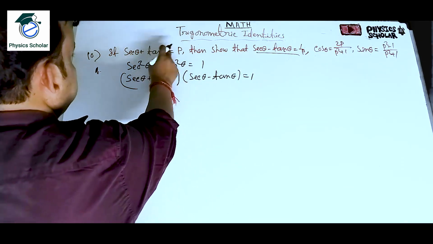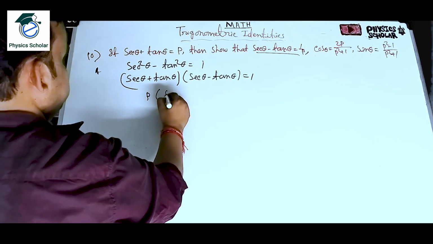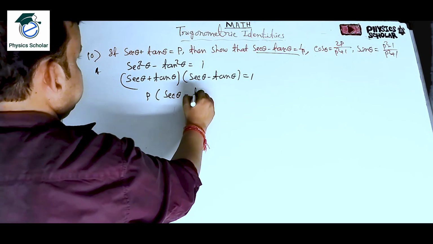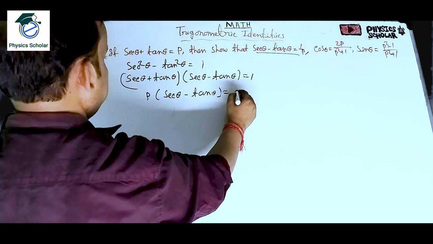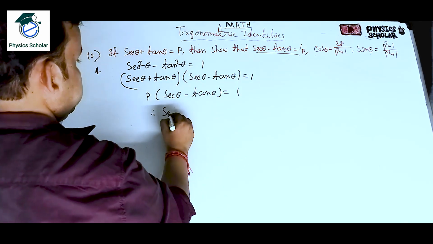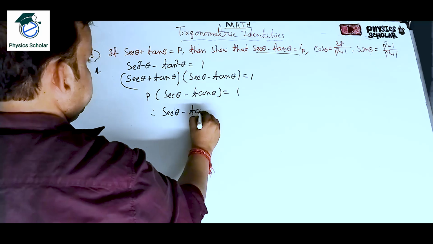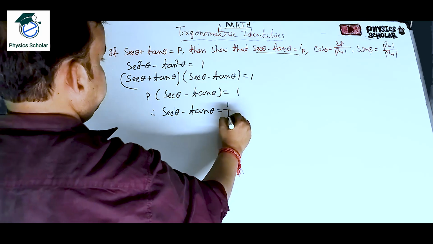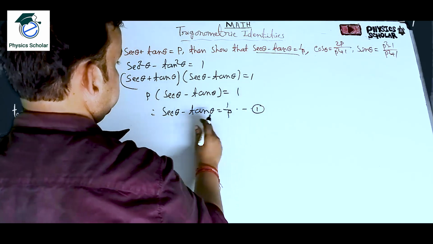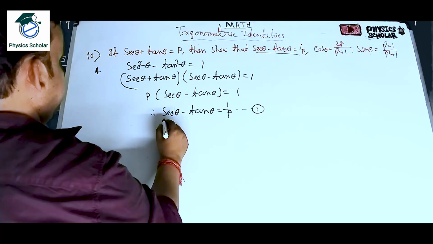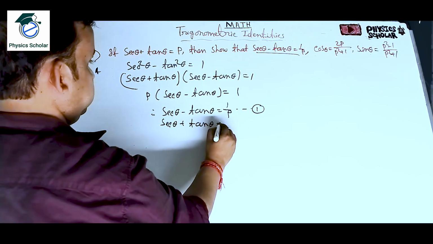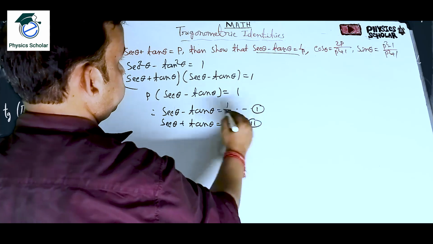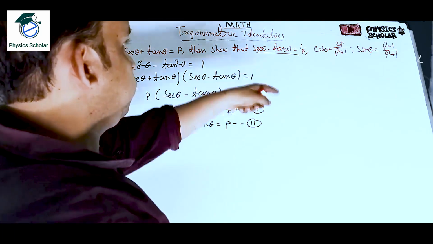So what is the value of sec theta plus tan theta? P. So p into sec theta minus tan theta, okay, is equal to 1. That means sec theta minus tan theta is equal to 1 by p. It is equation number 1. Okay, and it is proved. And again it is given sec theta plus tan theta is equal to p. Let this be equation number 2.